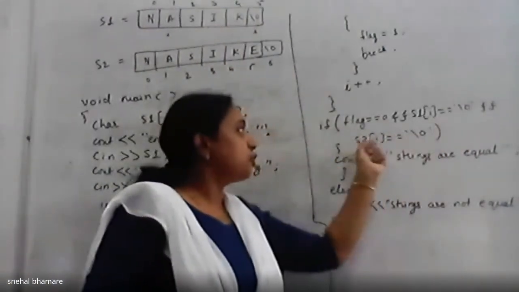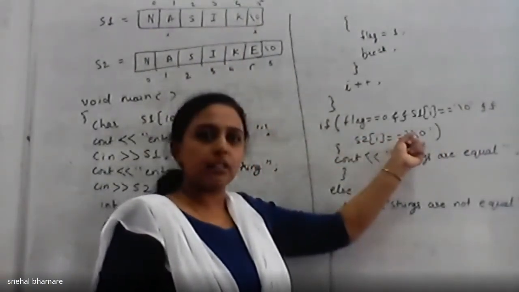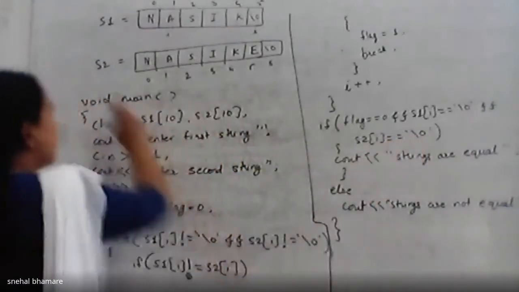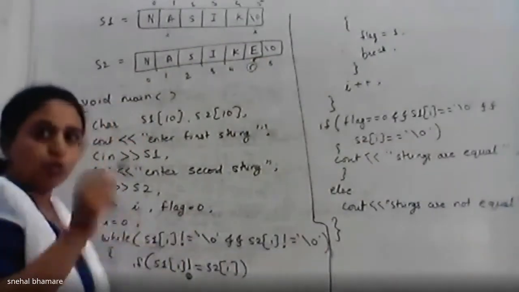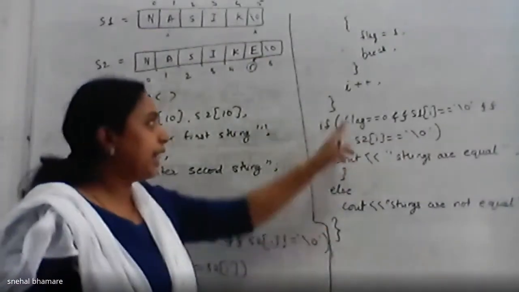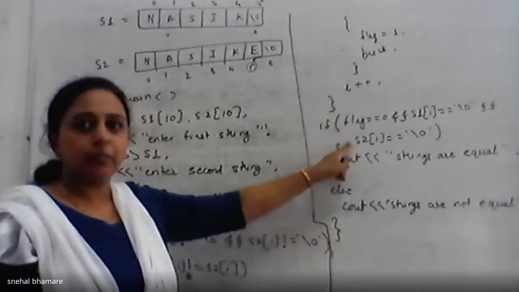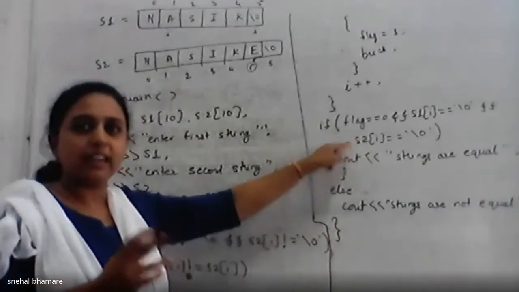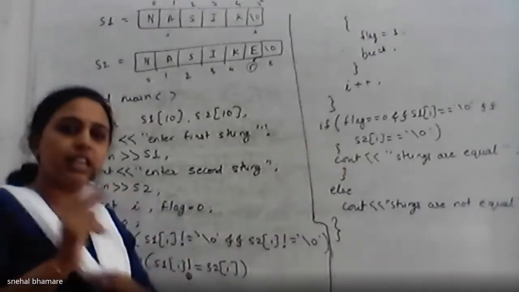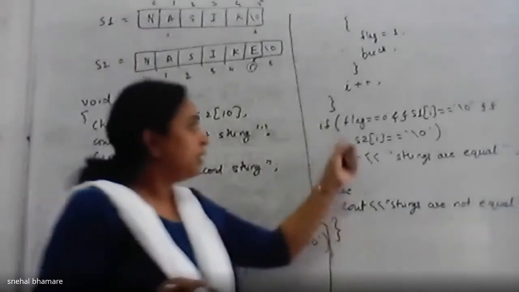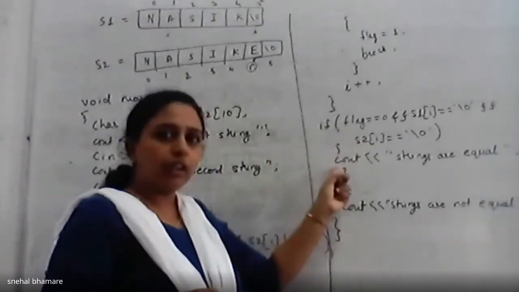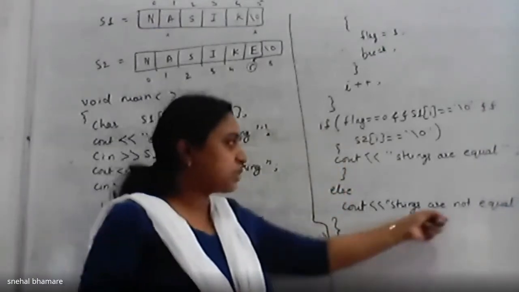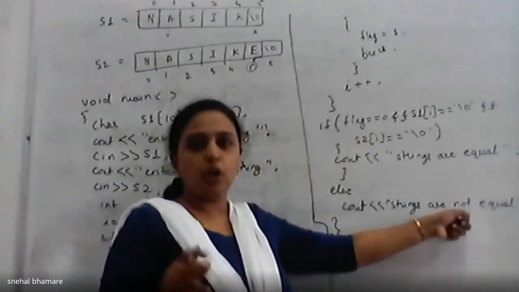And S2 of I is equal to slash 0. Check the third condition. Whether S2 of I, that is S2 of 5, is slash 0? No. The condition is not true. That means the second string is greater. The characters in the second string are still remaining to be checked. Hence, this condition is false for the third, so it will not go to the if loop. It will go to the else, and it will display the message that strings are not equal.